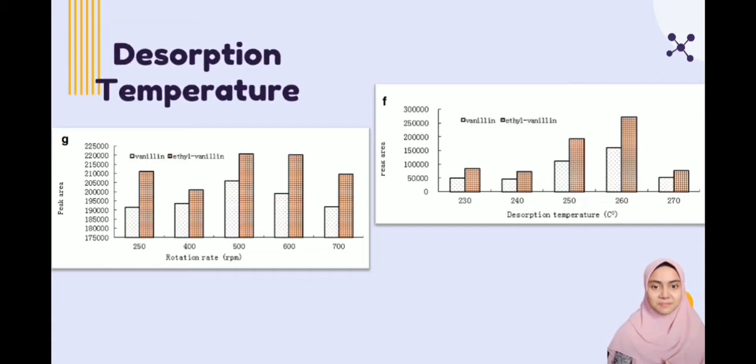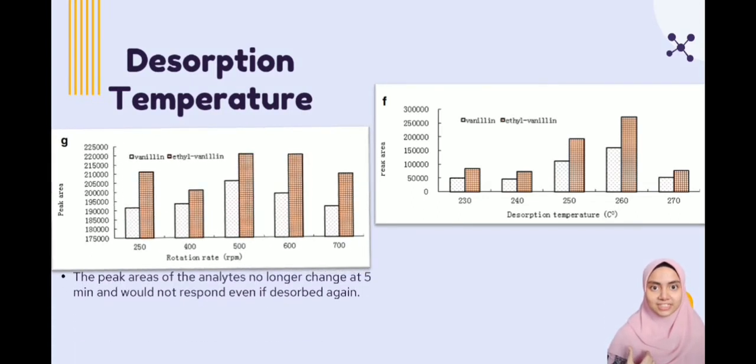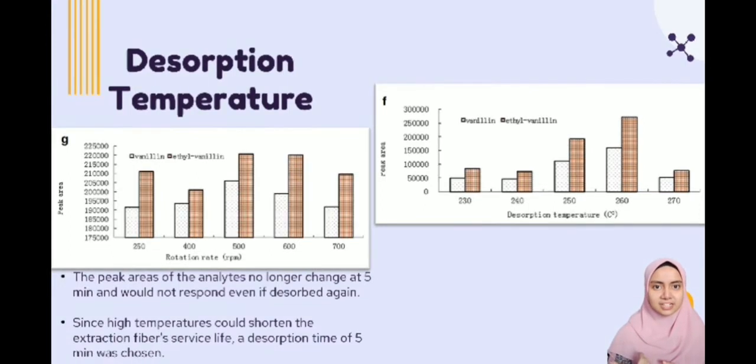For desorption time, after being adsorbed to the extraction fiber, the analytes must be completely desorbed over a period. Desorption times of 2, 3, 4, 5 and 6 minutes were studied. As shown in the figure, the peak areas of the analytes no longer change at 5 minutes and would not respond even if desorbed again. Since high temperature could shorten the extraction fiber's service life, a desorption time of 5 minutes was chosen.